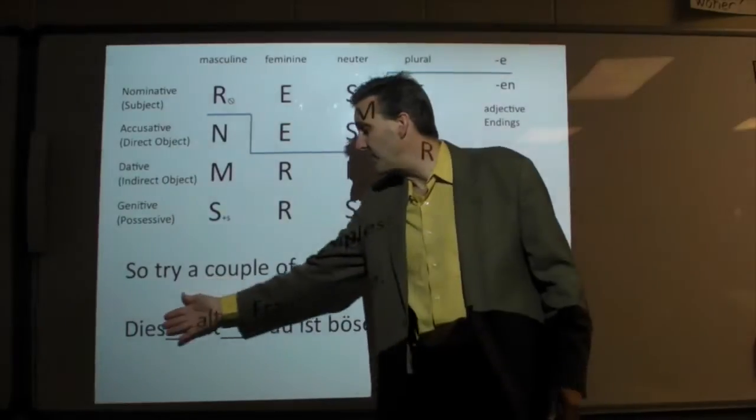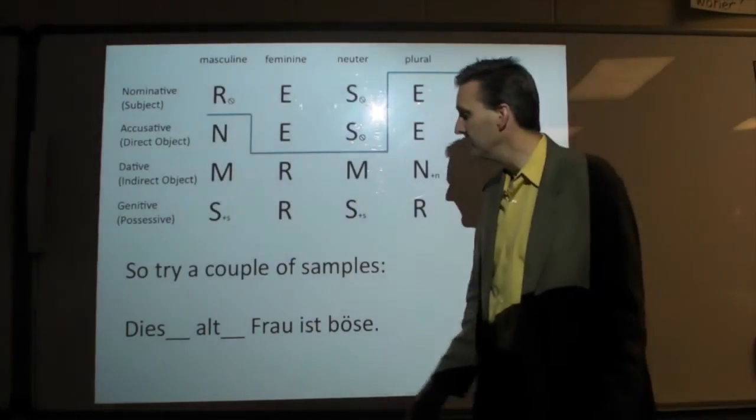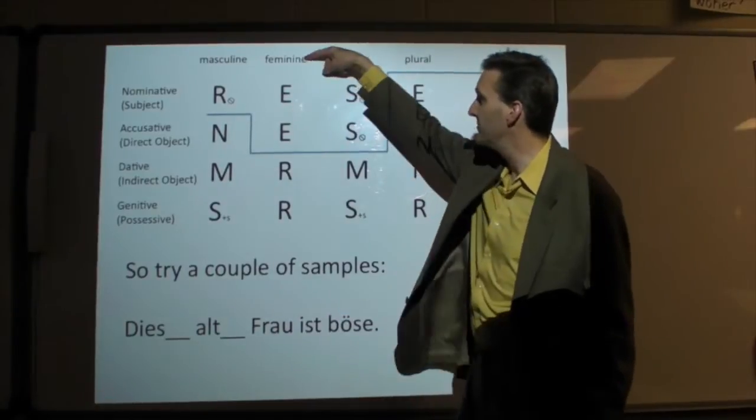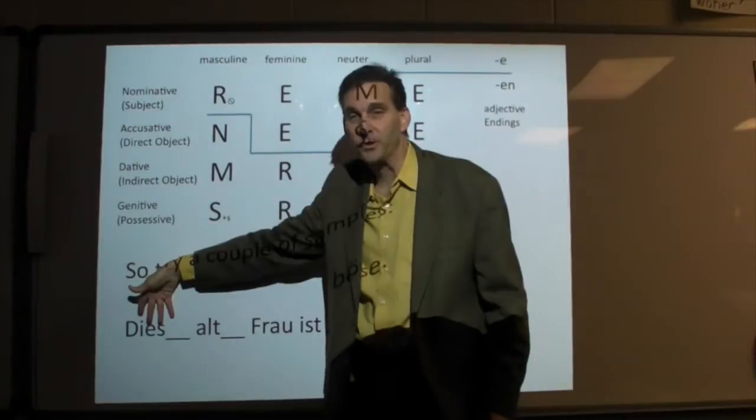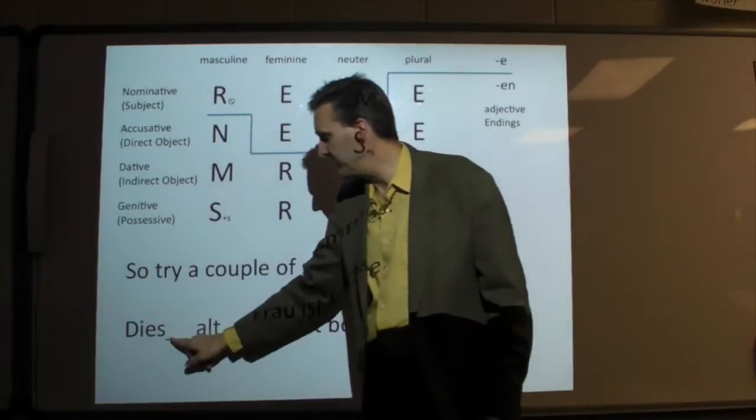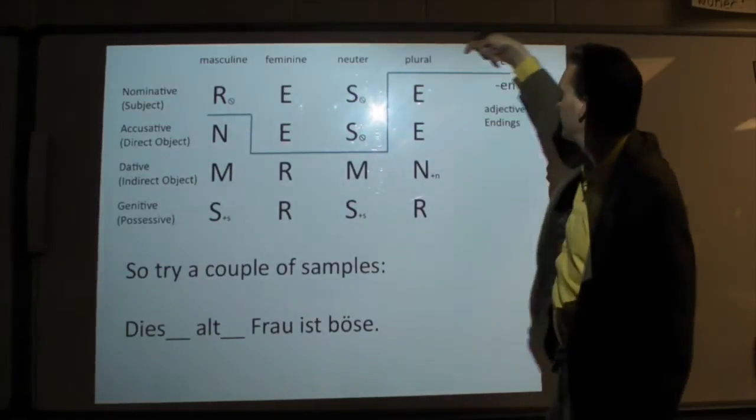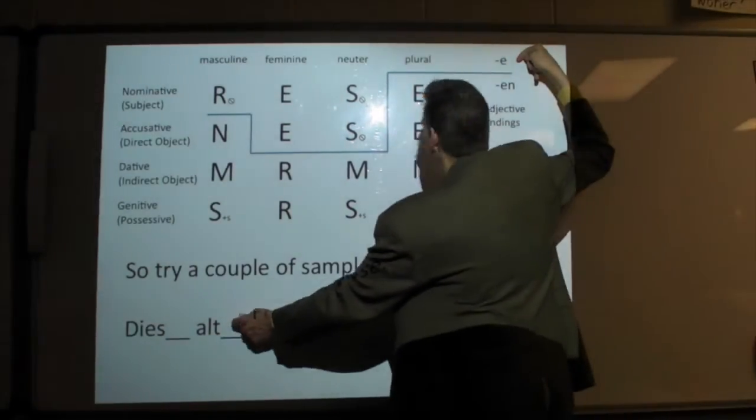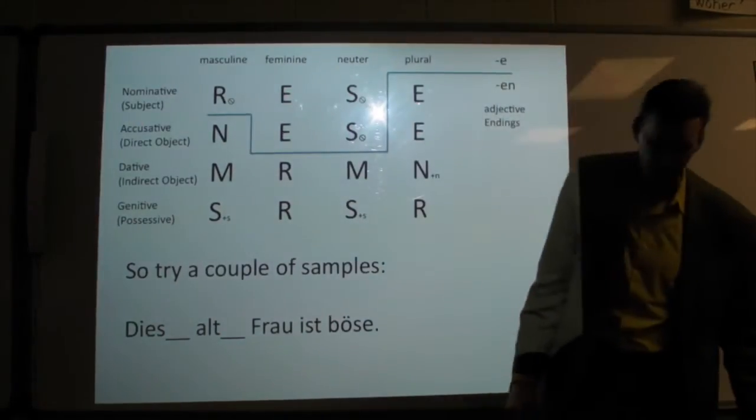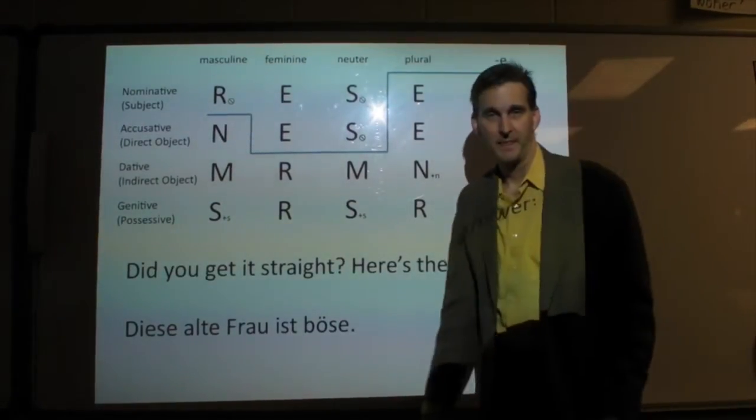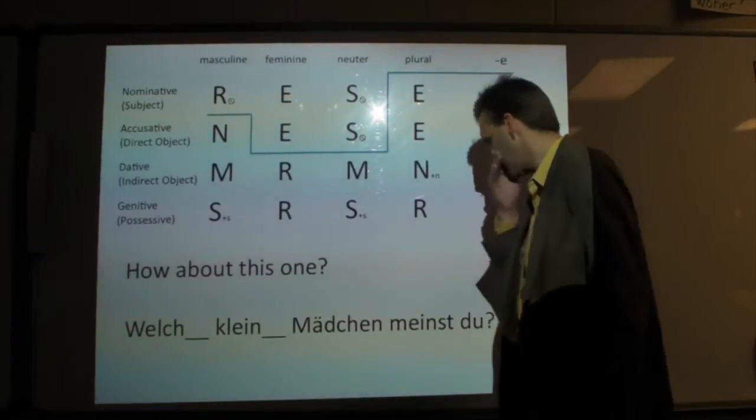So, I just have a basic sentence. This old woman is evil, okay? This old woman, well, woman is feminine. She's the subject. So we know that on this word we need the E. So simply diese. Then I ask, is it above or below the line? It's above the line, which means alt means an E right here. Diese alte. Diese alte Frau ist böse. Okay? Diese alte Frau.